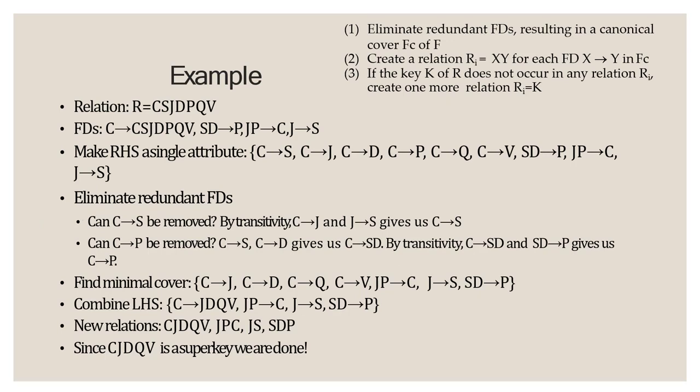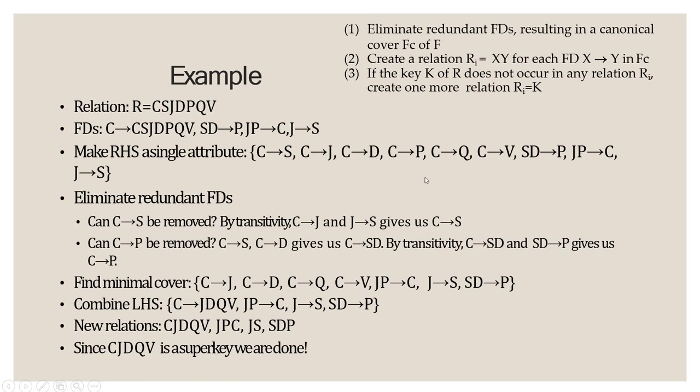Okay, so let's try to remove some of these redundant functional dependencies. Are we able to remove C determines S? We'll see. So using C determines J, and then we have J determines S here. By transitivity, we can infer C determines S. So this is already inferred by using these two, so I can simply remove this one.